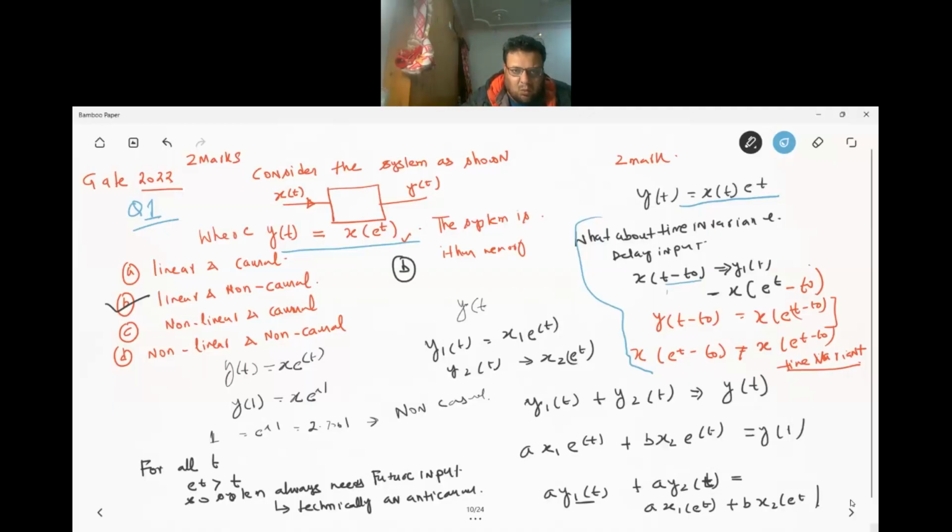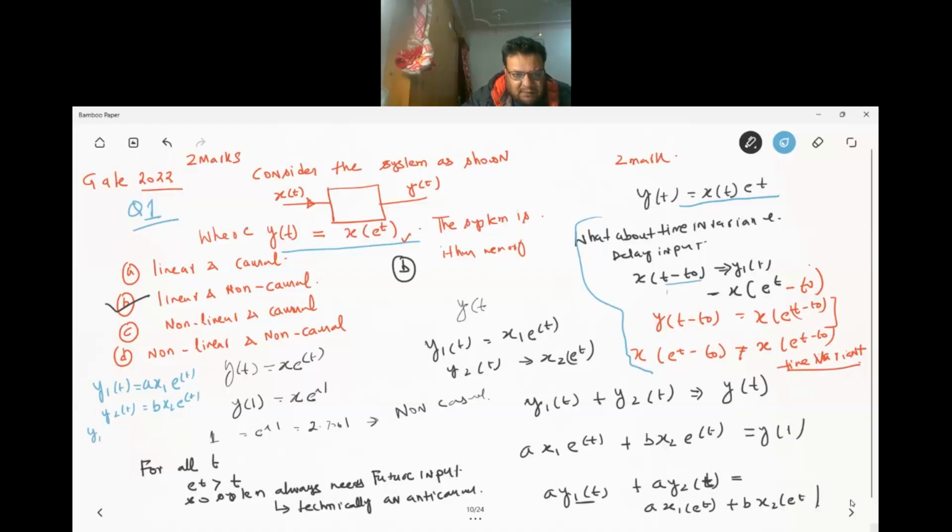Yes, this is the system: y of t is equal to x of e power t. Now, for linearity, you write y1 of t, that would be equal to a x1 of e power t, right? And y2 of t would be equal to b x2 of e power t.